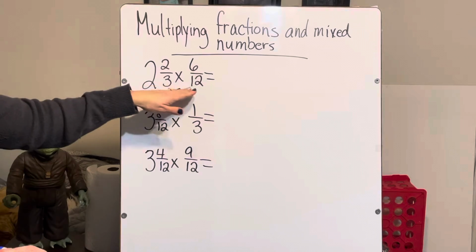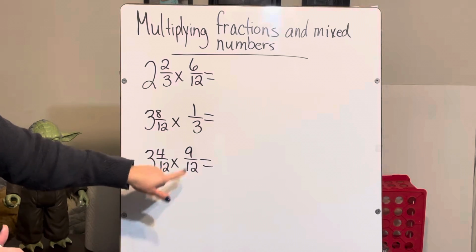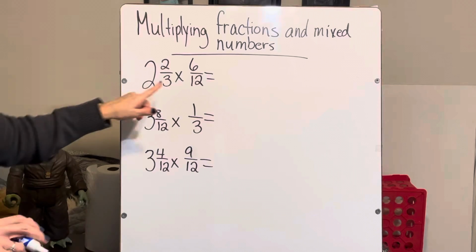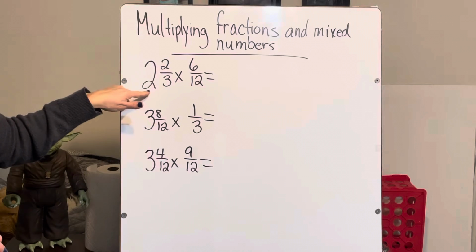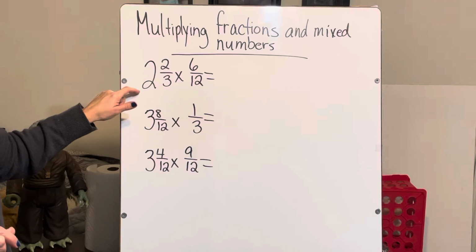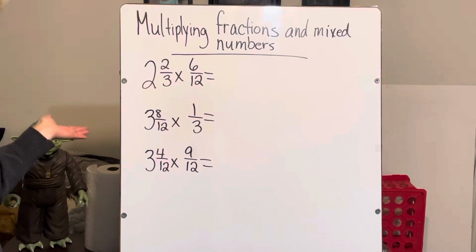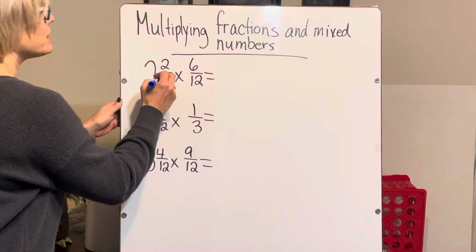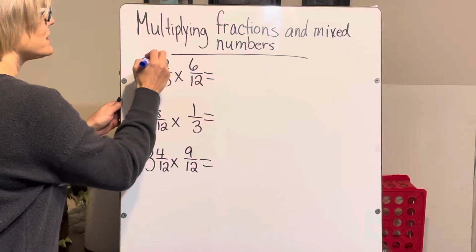Now, all of the fractions that I have up here are proper fractions. The proper fractions are right here, but then I have the mixed number. What I'm going to have to do is change this and make it an improper fraction before I can multiply it. So how do we do that? We can do that by multiplying and then adding, kind of going around in a C.